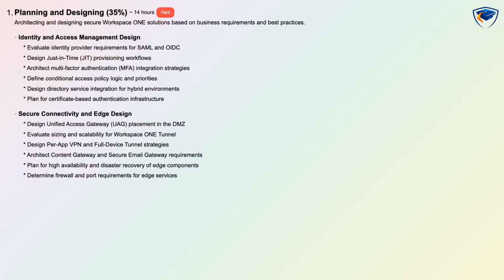The planning and designing domain focuses on architecting and designing secure Workspace 1 solutions based on business requirements and best practices. This domain covers topics such as identity and access management design, secure connectivity, and edge design. You'll learn to evaluate identity provider requirements, design just-in-time provisioning workflows, architect multi-factor authentication integration strategies, and plan for certificate-based authentication infrastructure. You'll also learn to design Unified Access Gateway placement in the DMZ, evaluate sizing and scalability for Workspace 1 tunnel, and plan for high availability and disaster recovery of edge components.